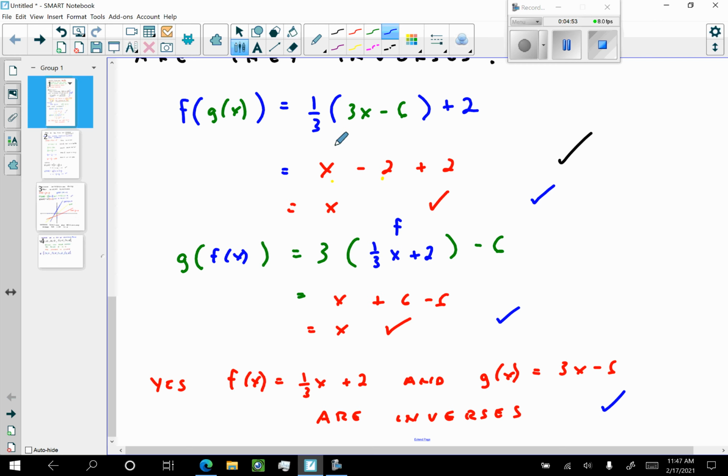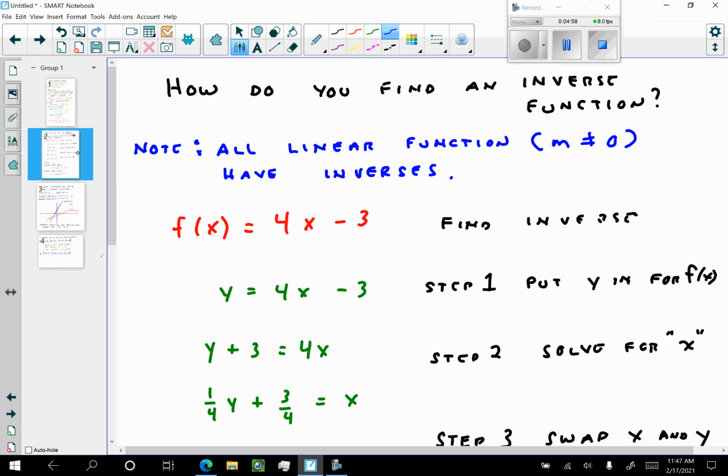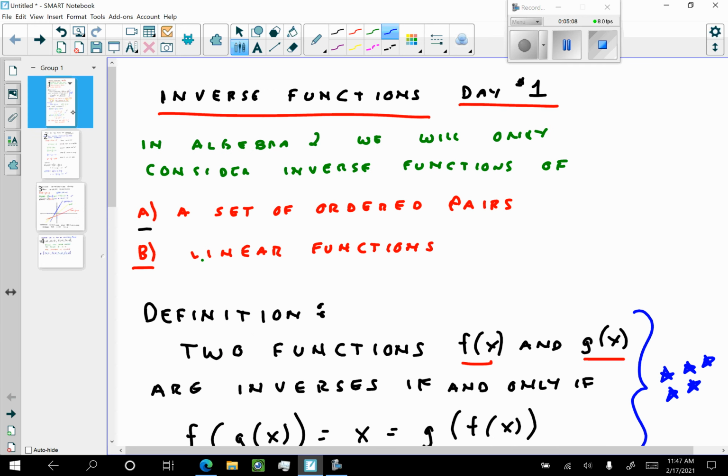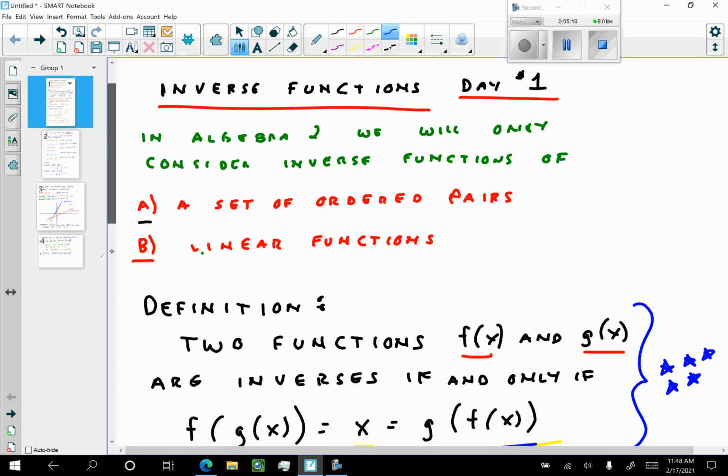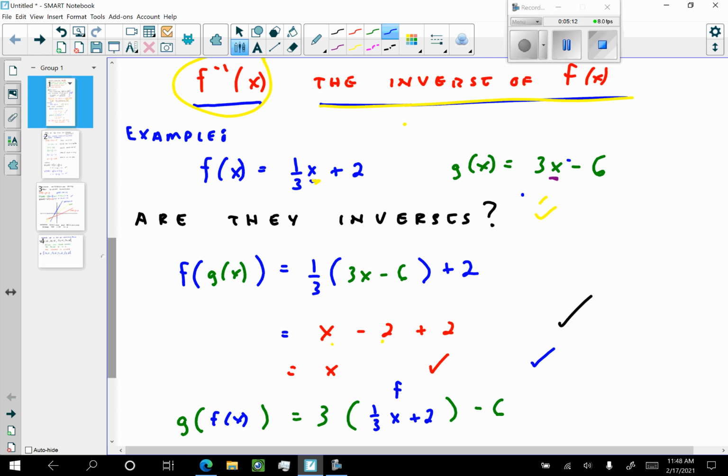Okie dokie. Let's go to the next page here. And so here's the question then. How do you find an inverse function? If I go back here, how did I come up with this inverse function here? How do I know that?